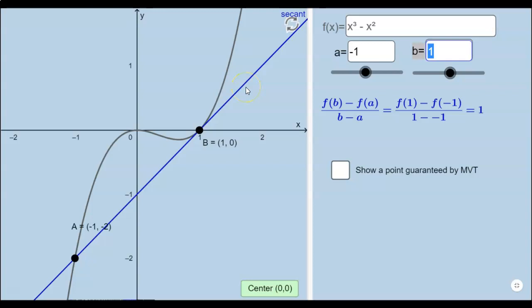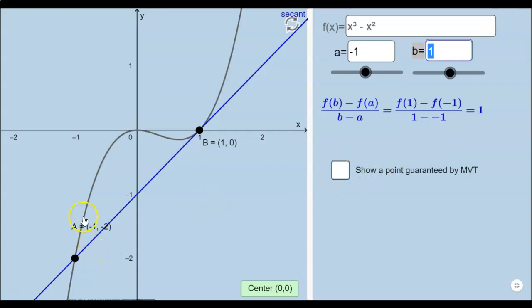Well, again, if you wanted to find the slope of this secant line, you would simply do y2 minus y1 over x2 minus x1, which in, again, pre-calculus and calculus, we call f of b minus f of a over b minus a. And when you find the slope of this line, you end up with +1 as an answer. So when I click this checkbox, it'll tell me where that special point is.